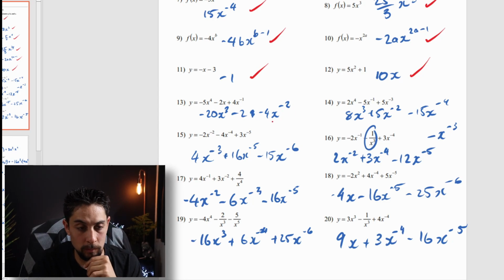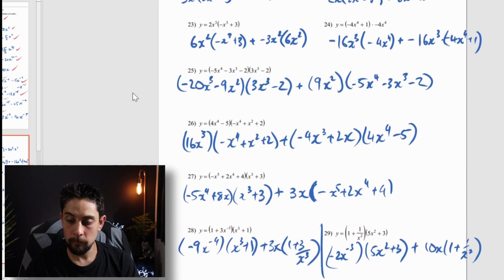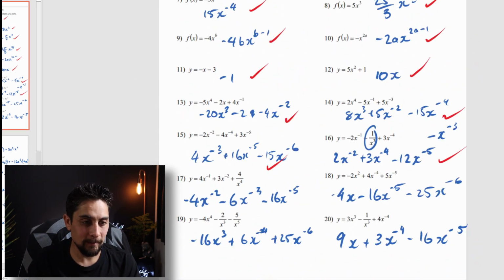Negative 20x cubed minus 2 minus 4x. 4 over x squared. 8x cubed plus 5 over x minus 15 over x squared. 4 over x cubed plus 16 over x^5 minus, I checked it before I actually read it all out. 2 over x squared plus 3 over x^4 minus 12 over x^5. Let's go down this one. Where are we? Number 17 onwards.